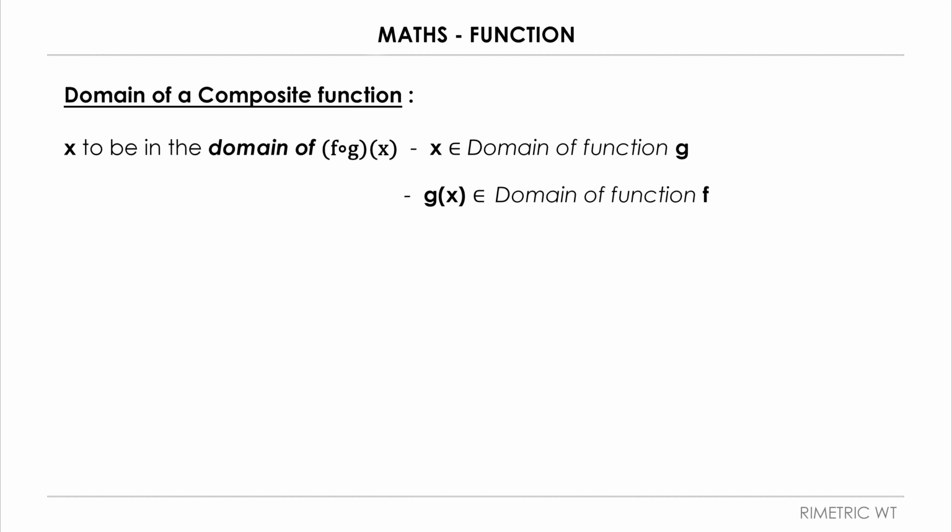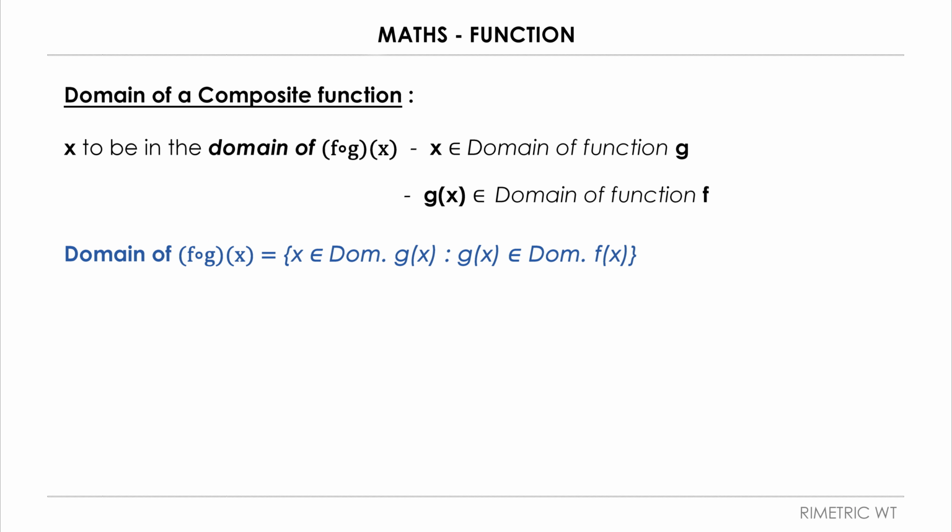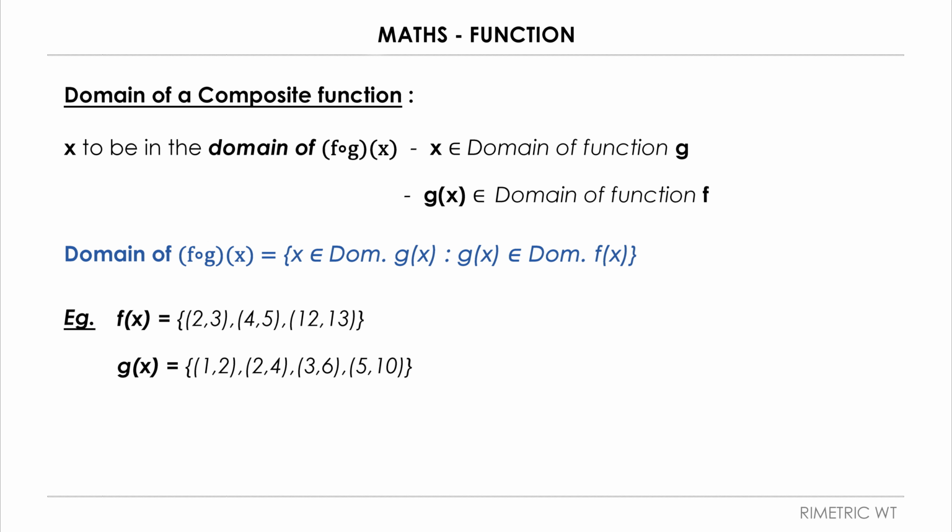In a set builder method, we can define this requirement as follows. For a composite function f of g of x, the domain of f of g of x is the set of all x that is a member of the domain of g, such that g of x is a member of the domain of f. Let's see how this works using our previous example.